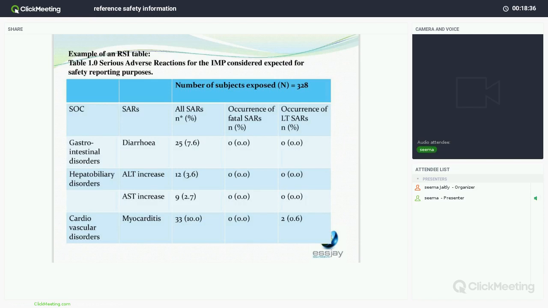So this is just an example of an RSI table, and you can see we've got the number exposed here, the SOC PTs here, and then you've got the frequencies there.